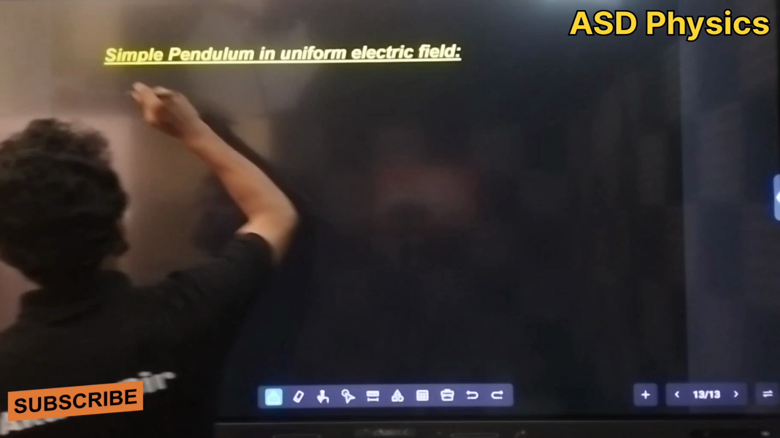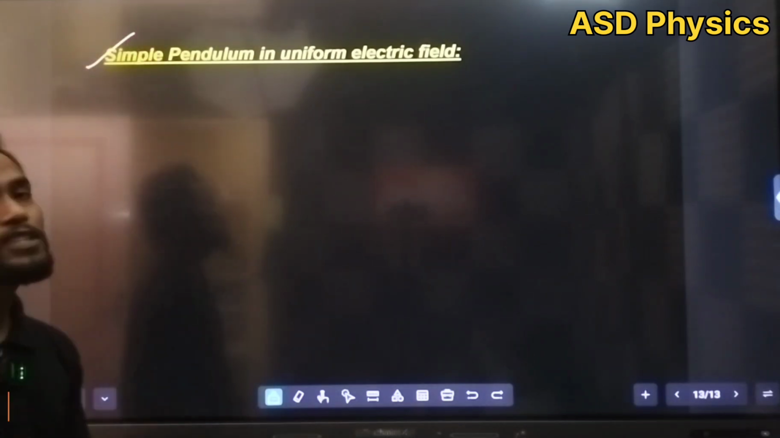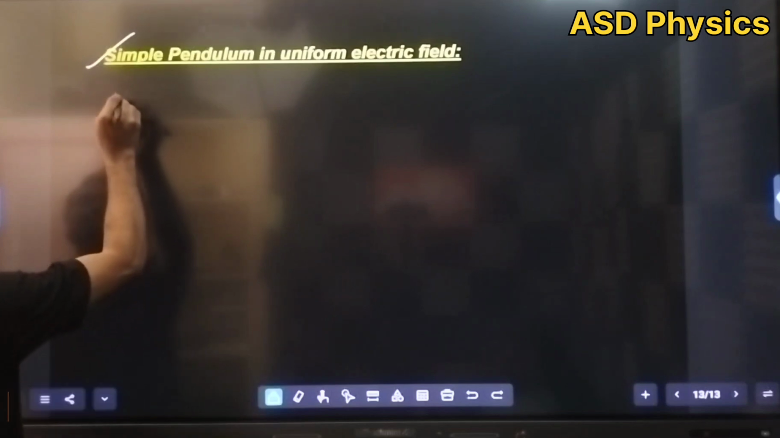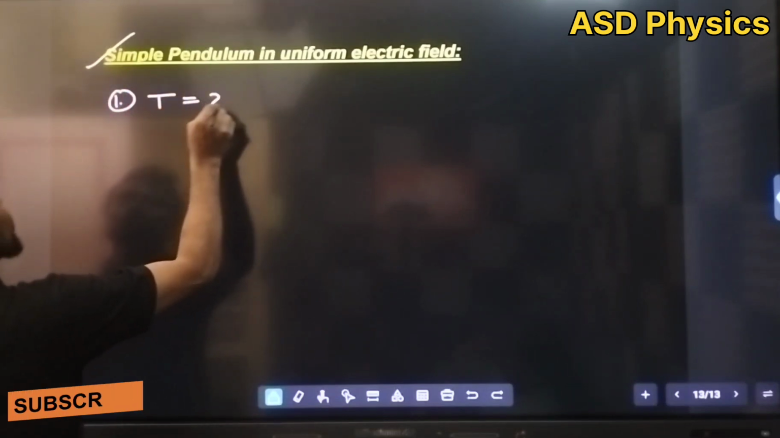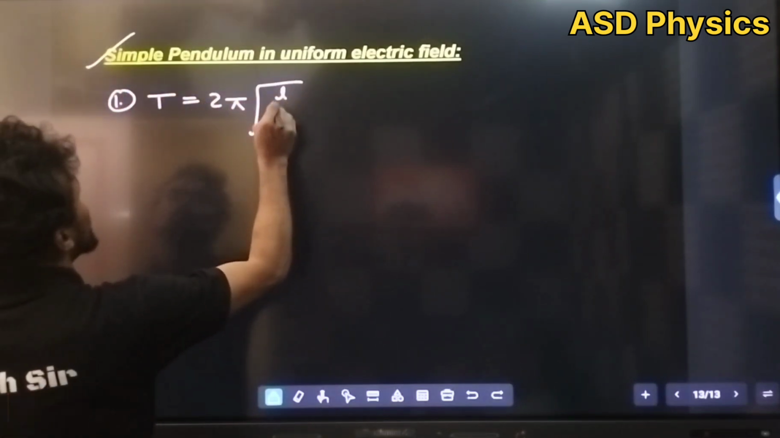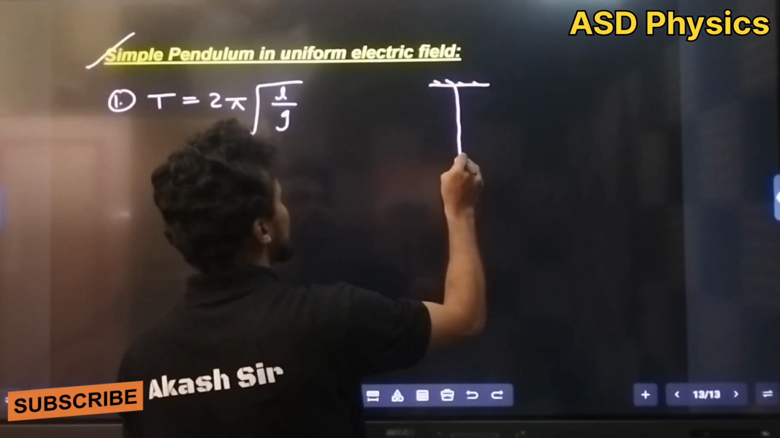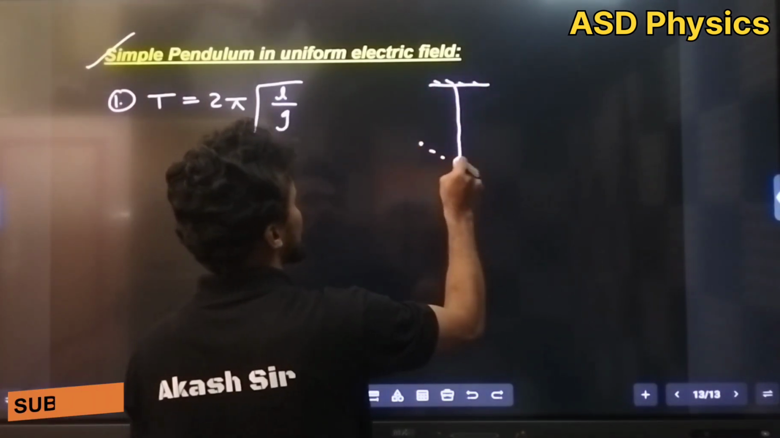Next one students, very important concept, simple pendulum in uniform electric field. You know very well, simple pendulum we have learned in 11th. What is the time period of the simple pendulum formula? T equal to 2 pi root L by g. And what happens here? This is the ceiling, and here one pendulum is there that is oscillating.